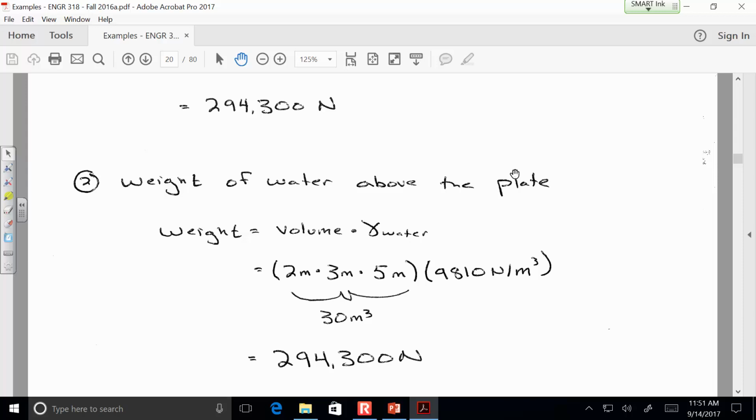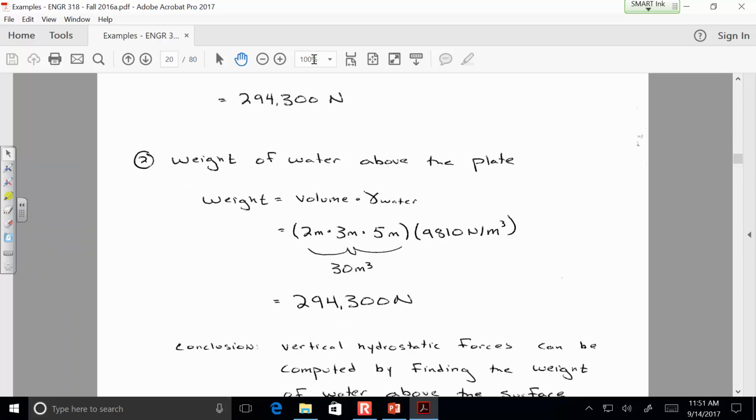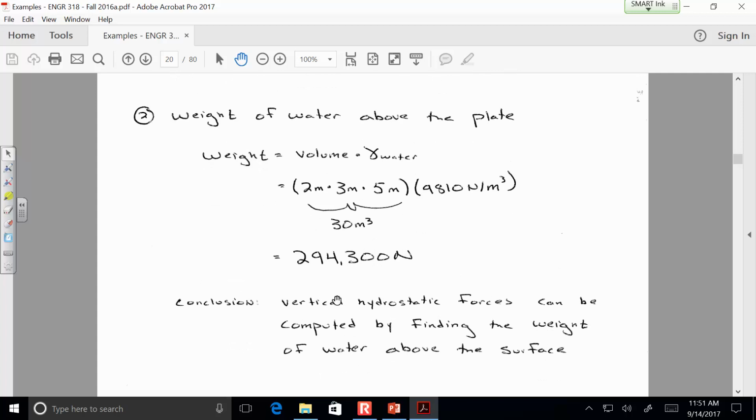And there's an important conclusion to be drawn from this. The conclusion that you should keep in mind as we move forward into the curved surfaces is that vertical hydrostatic forces can be computed by finding the weight of the water above the surface. So that's important because when we have a curved gate, the procedure I'm going to teach you on Tuesday is you find out what's the weight of the water above the curved gate. And then that will tell you the vertical forces. We're going to have to break these problems down into two pieces. There will be the vertical forces and the hydrostatic forces, but the vertical forces are just as easy as finding out a volume of water above the surface.